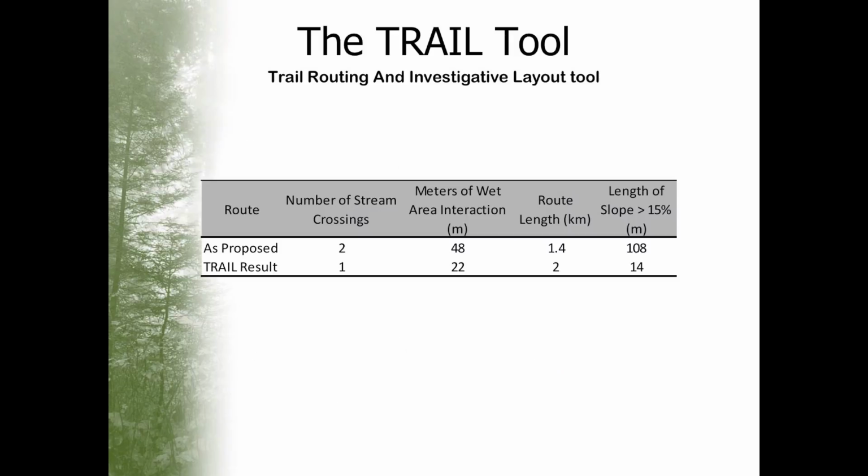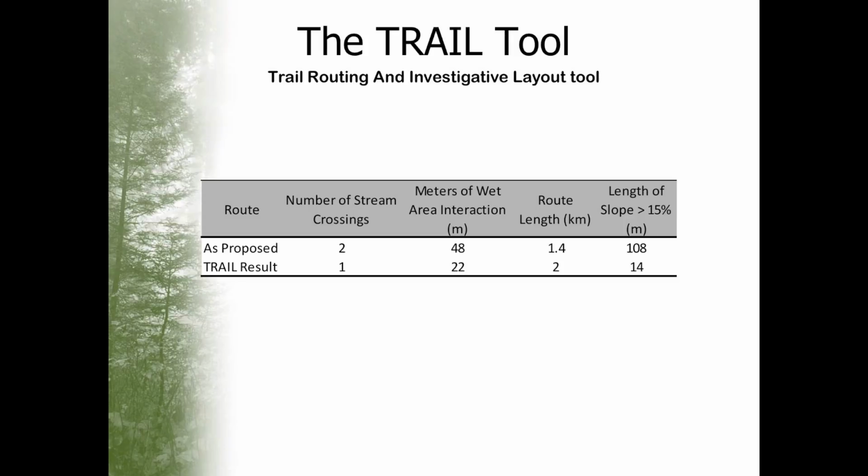So then we get a whole bunch of statistics and numbers, and this is just a small sample of the information that is produced. And so you're loaded with information so that you can start doing your trade-off analysis and seeing what am I willing to give up to get something else in return. So as proposed, we had 2 stream crossings. As proposed, had 48 meters of wet area interaction. It was a bit of a shorter route, and it had a lot more steeper slopes. So am I willing to add 600 meters to my trail to reduce the number of stream crossings and reduce the slope length that we're dealing with?